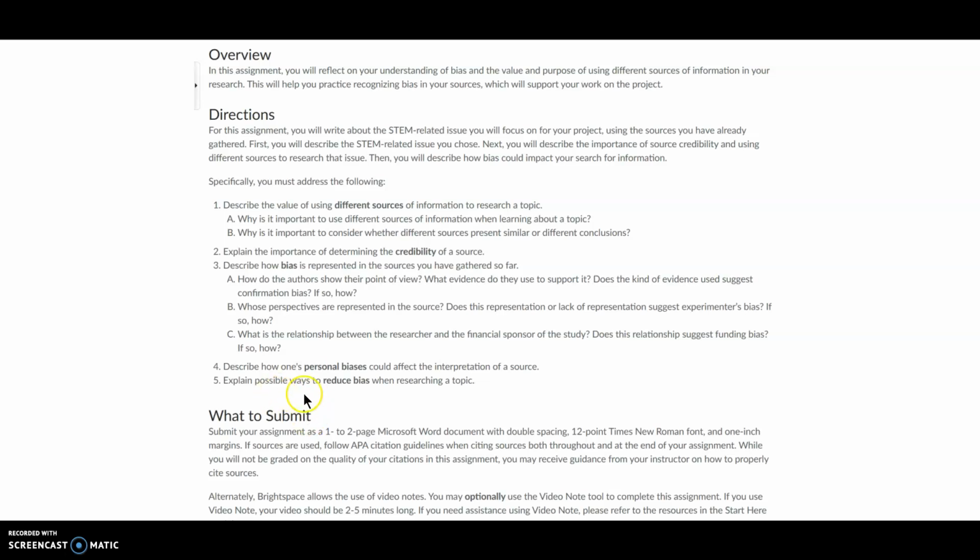And then for number 5, you want to explain the possible ways that we can reduce bias when researching a topic. And like I said, there will be more information about the different biases and things like that in the class announcements that can kind of help you.